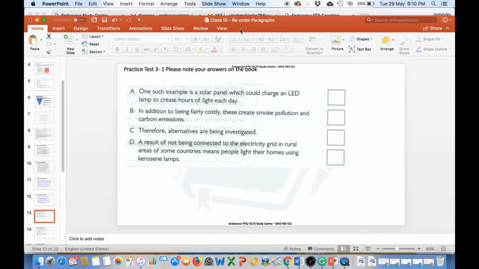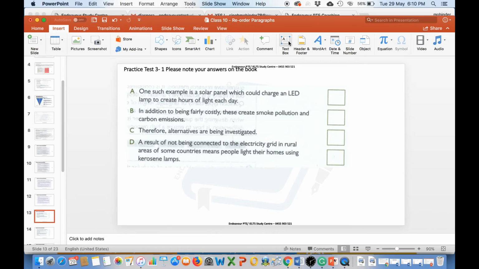So let's insert a text box here and write the answer. The first one is D, then you have B, because these create smoke, pollution and so on, so they are making reference to the kerosene lamps. Therefore alternatives, because they create pollution, therefore we need alternatives.